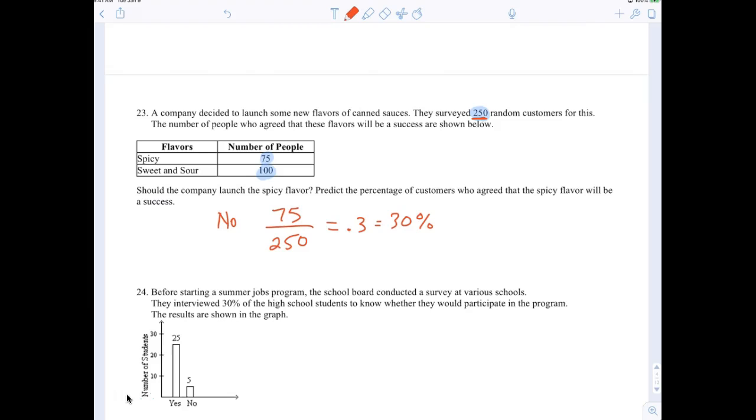Now, does everybody understand how I got the percent there? Remember, percent is part to whole. 75 out of 250. All right?